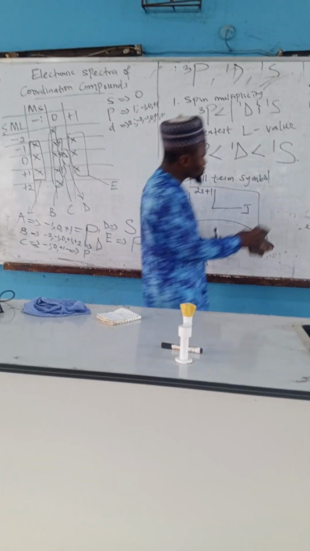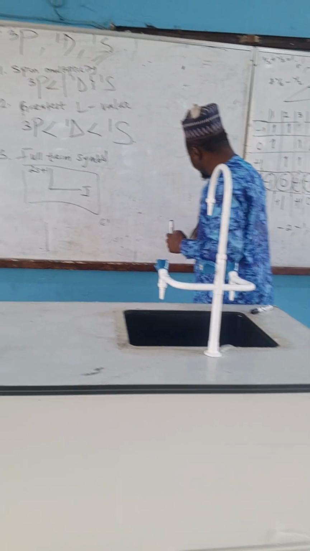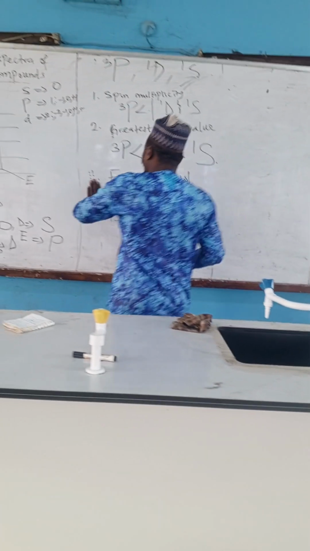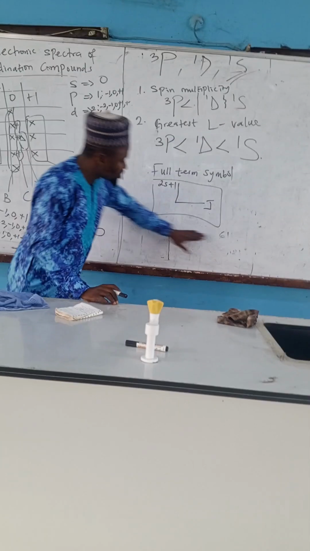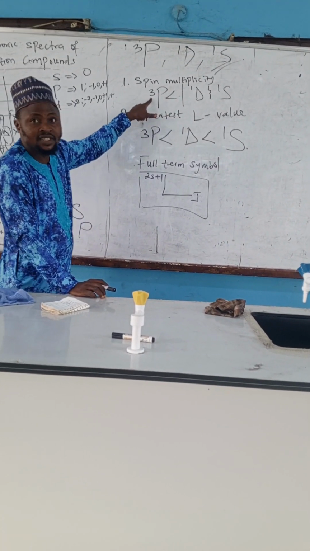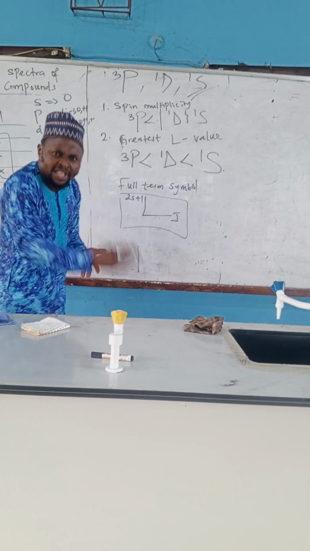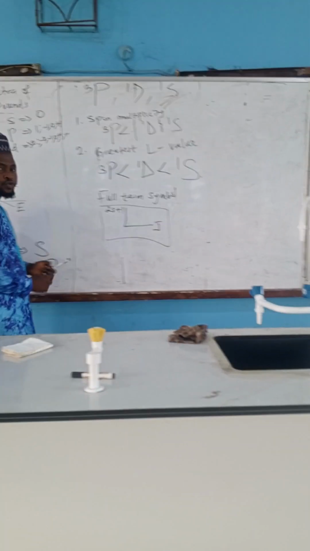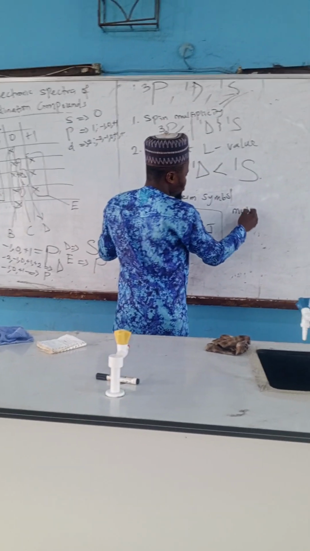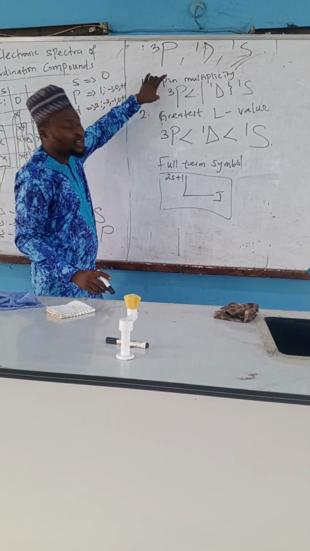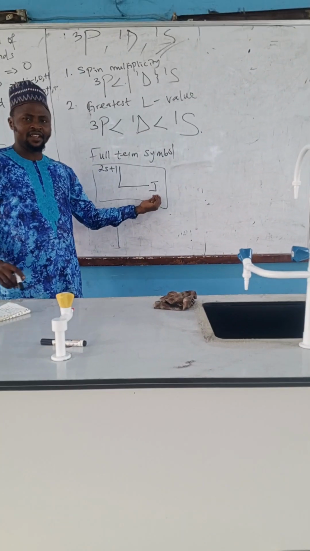Now, we are not done with this. Why? Because of the spin multiplicity. We are not done with this because of the spin multiplicity. Which is what? This is more than 1. It's 3. So you can still split it. You can still split this P. How do we split it? If we use this rule, multiplicity, of course we've gotten the multiplicity to be 3. It has to have J value.